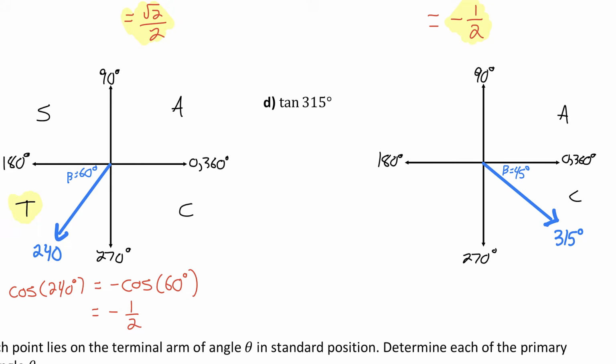Based on the CAST rule, I know that in this quadrant, only cosine is positive, which means my tan ratio is going to be negative. So if I want tan of 315 degrees, I can instead do tan of the reference angle, 45 degrees, but I'm going to have to make this ratio negative because in this quadrant, tan is negative.